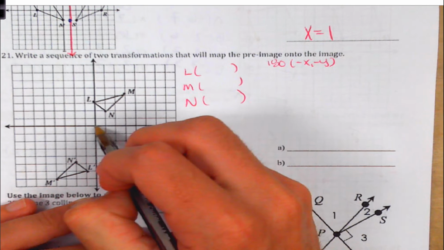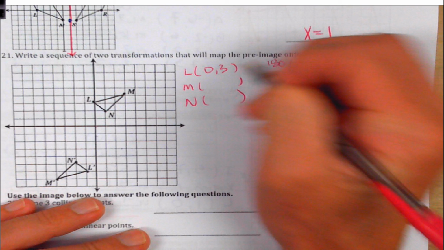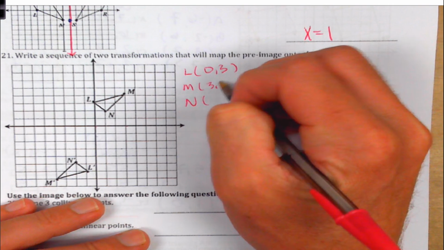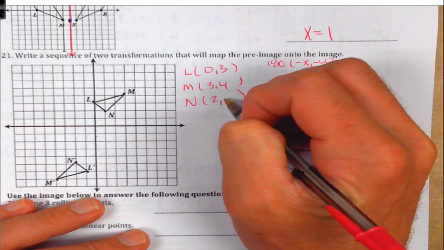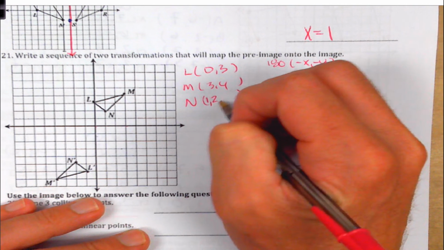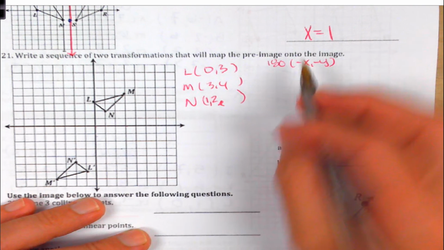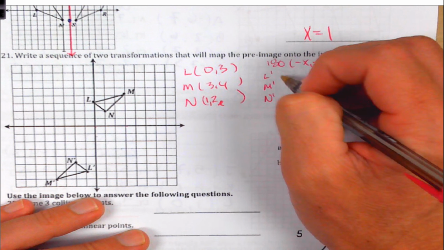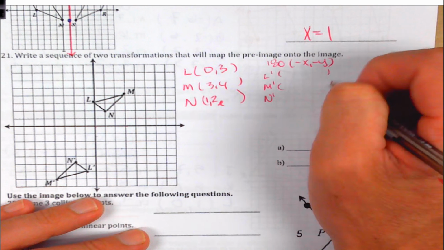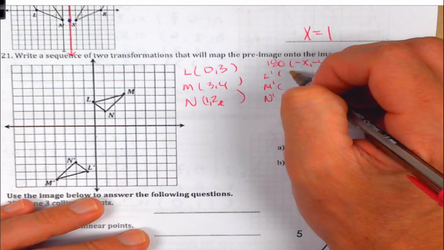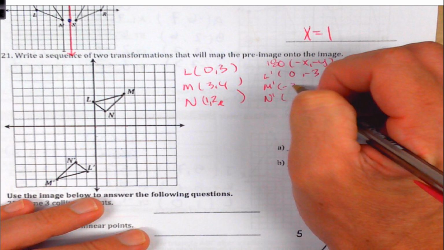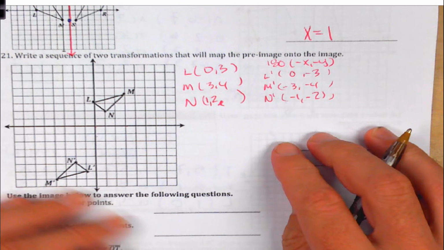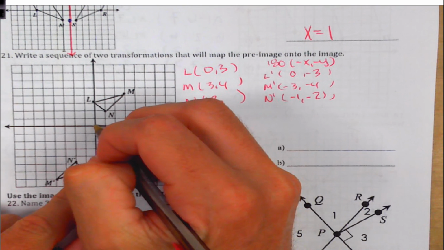So this is 0, 3. This is 3, 4. And this is 1, 2. So my new points, L prime, M prime, N prime, or at least the ones I'm doing, are going to become 0, negative 3, negative 3, negative 4, and negative 1, negative 2. Let's see how that works. So 0, 1, 2, 3.